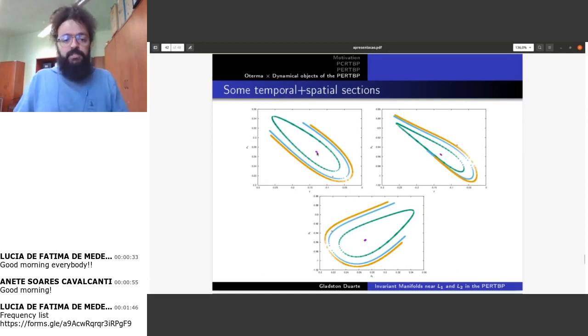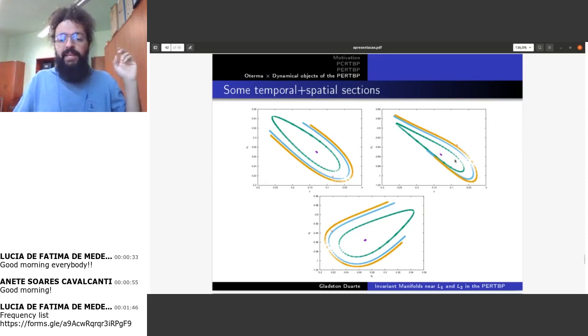Just to mention, the purple is the smaller torus, sorry. The green one is the original one, the one that comes from the circular problem. And the blue and yellow are two interesting tori, because if you can see here, this point is Oterma. These two, in two of the variables, have already left Oterma behind, because these grow.